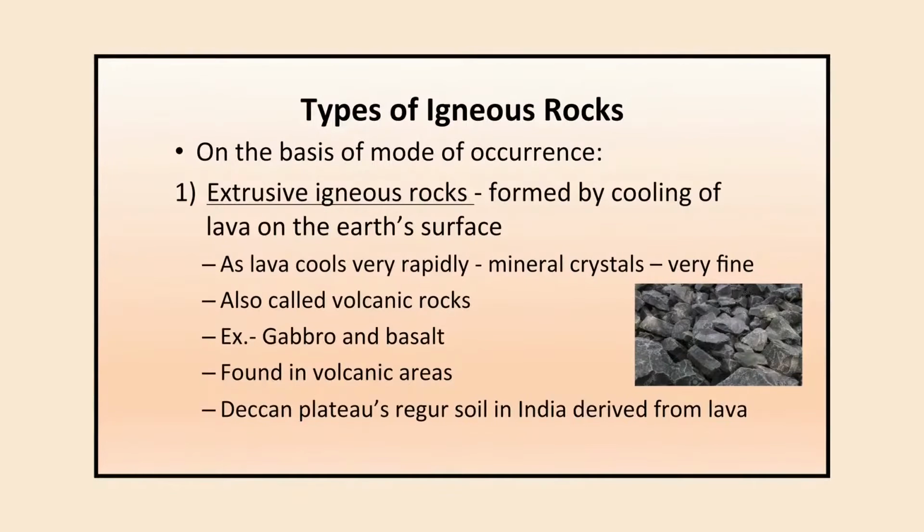Basalt, you can see a picture of basalt in the slide. Now, these are mainly found in volcanic areas. For example, in India, the Deccan Plateau's regur soil is derived from lava, and the Deccan Plateau is a result of igneous activity. Igneous rocks are found in abundance in the Deccan Plateau.